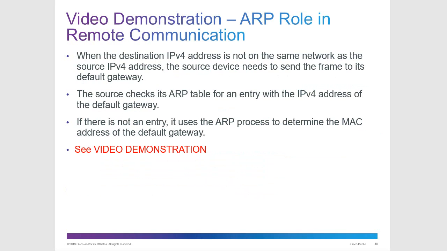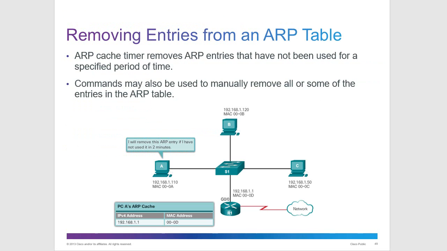For a remote network, you're going to send the ARP request and get a reply from the default gateway, because that's what you're looking for. When the destination IPv4 address is not on the same network as the source, the source needs to send the frame to its default gateway. The source checks the ARP table for an entry for the default gateway. If there is none, it's going to use that same ARP process to find the MAC address of the default gateway. So that is what's going to happen there. And we move forward.